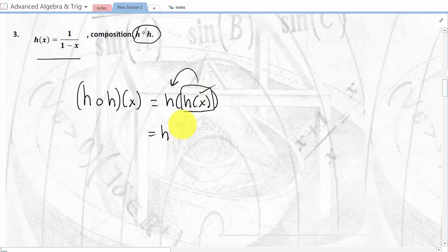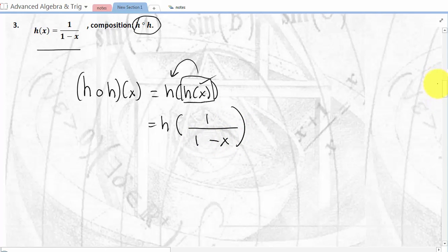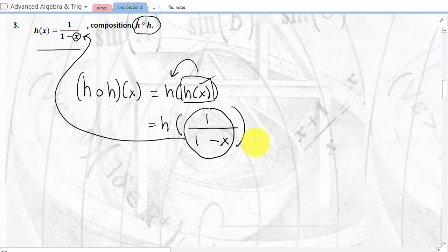So h of h of x by definition is h of, h of x. So you plug h of x into itself. So let me replace this h of x here. So it's h of, what is h of x? 1 over 1 minus x. Alright, now please watch out here. I'm gonna plug 1 over 1 minus x inside h of x. Okay, so every time I have x, and here there's only one x, right? Every time I have x, I'm gonna replace it by 1 over 1 minus x.